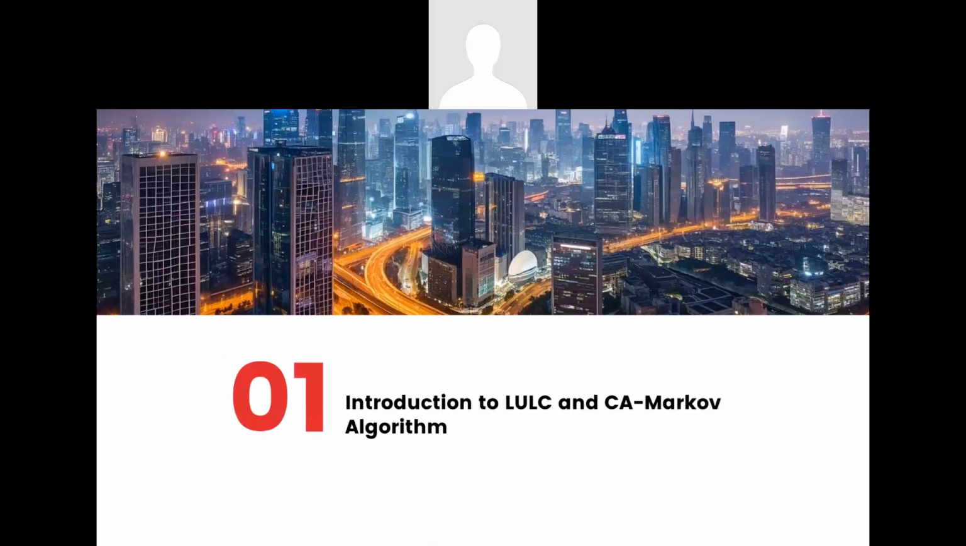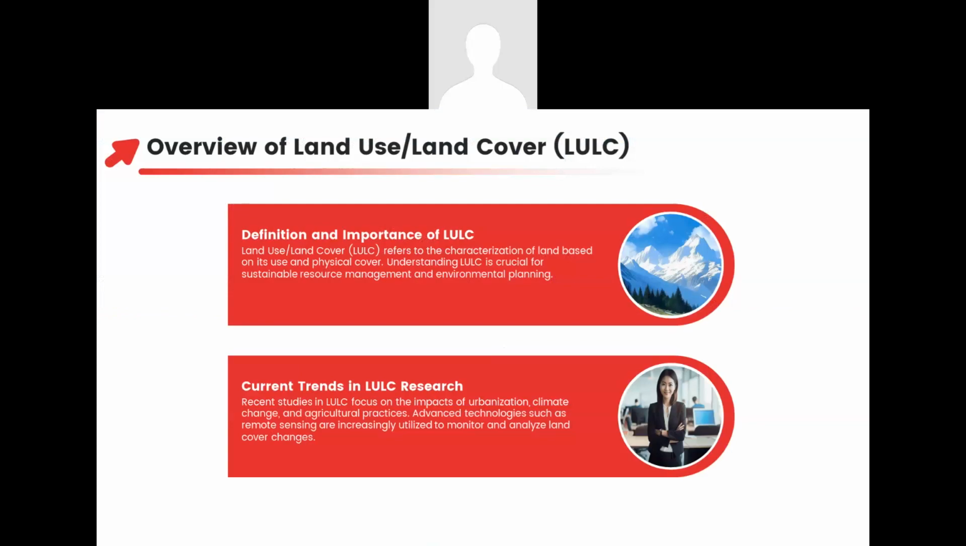So, introductions to LULC and also CA-Markov. Definitions and importance of LULC: land use land cover change, referred to as LULC, can be determined as the characteristic of land based on its use and physical cover. Understanding LULC is very important for sustainable resource management as well as environmental planning.